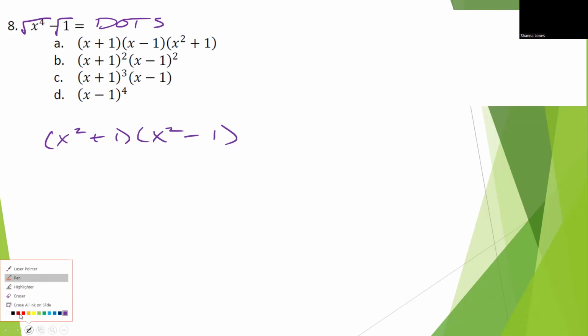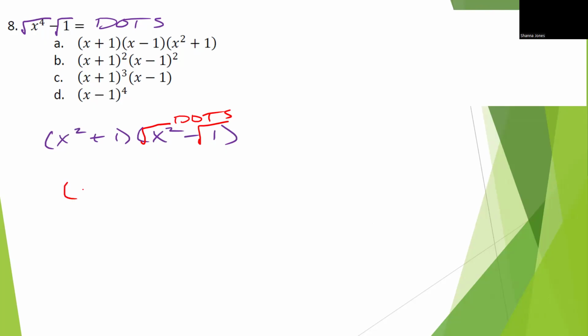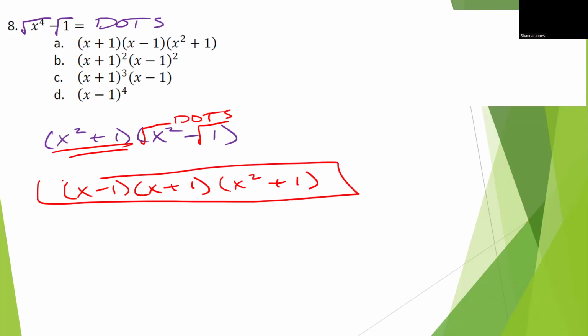I'm not done because this is still a difference of squares. It's still 2 perfect squares that are being subtracted. So you take the square root of the first term, the square root of the second term, and that leaves me with x minus 1 and x plus 1. And don't forget your other one, which is why it is A. You can't do it for the other one because it's not a difference. It is a sum. You can only do it for a difference.